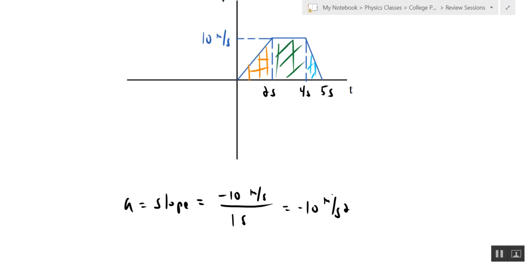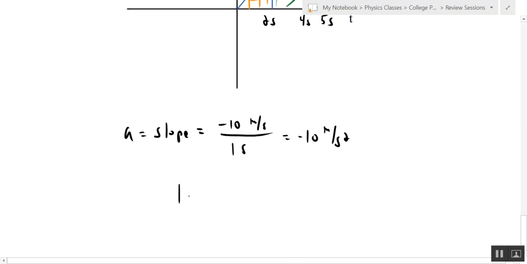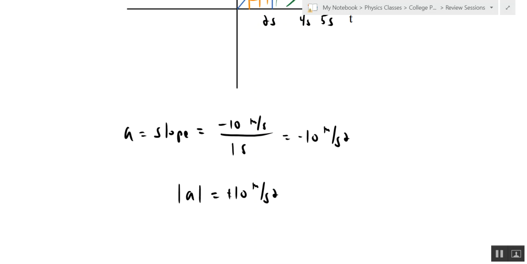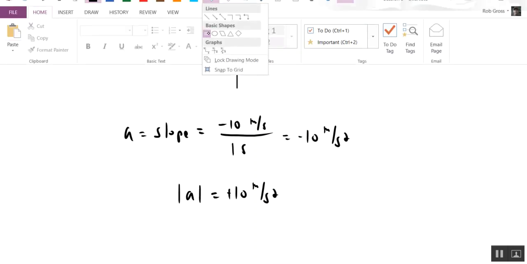But if I'm asking for the magnitude, which is something you have to know, and know what I'm asking in the question, then the magnitude is always just how much it is, right? You don't care for the direction or the sign. So it's just 10 meters per second squared. It's not negative 10. It's 10. And I don't care about the direction. It's just how much it is. So the actual acceleration is negative 10, if that's what I asked for. But the magnitude is 10, right? Just 10. All right, so does that make sense?